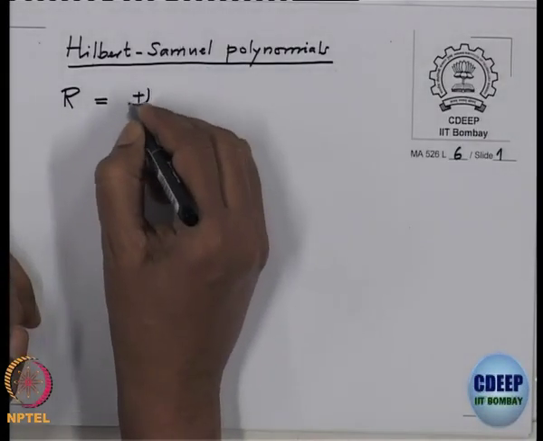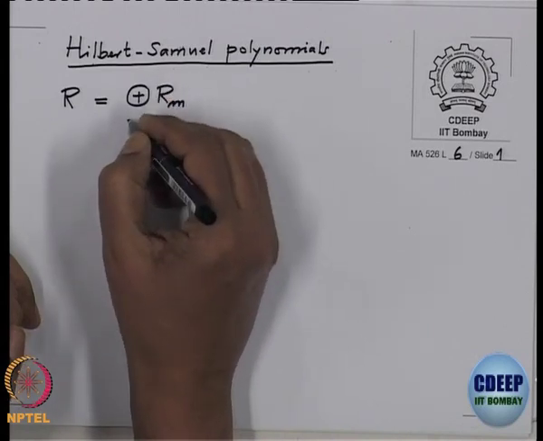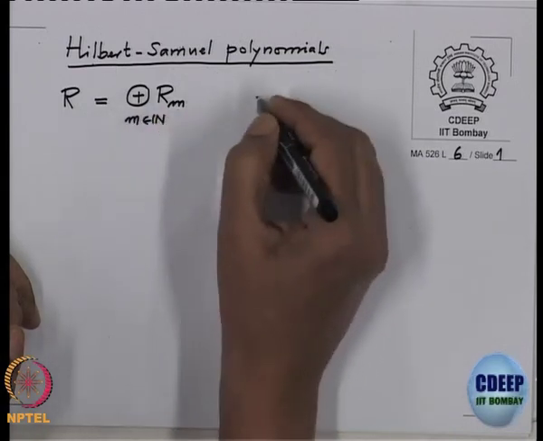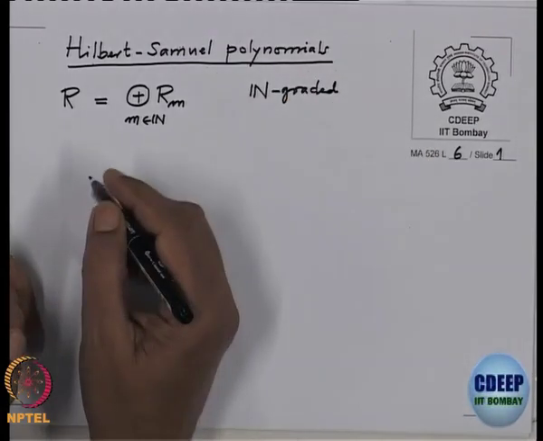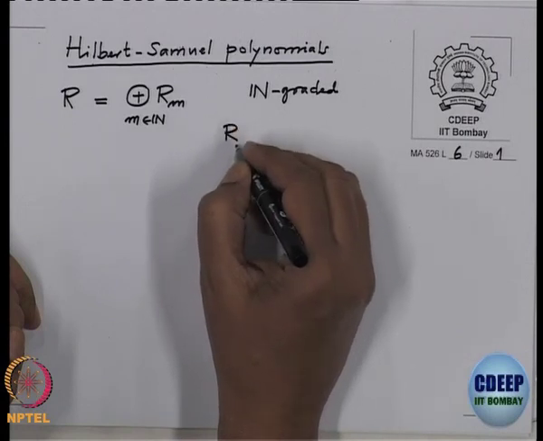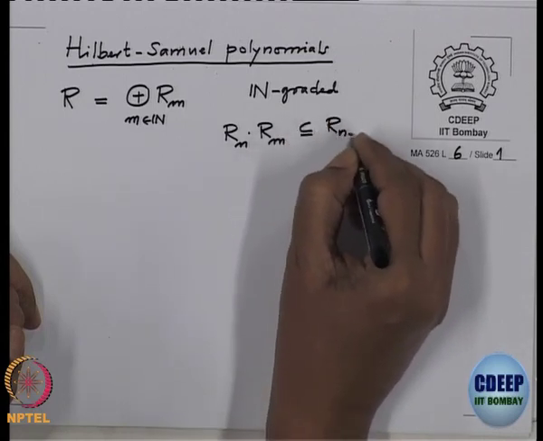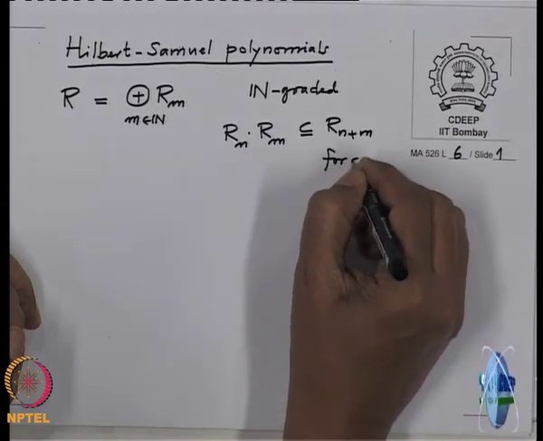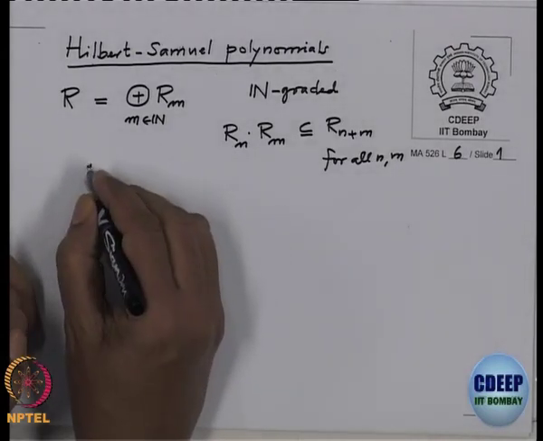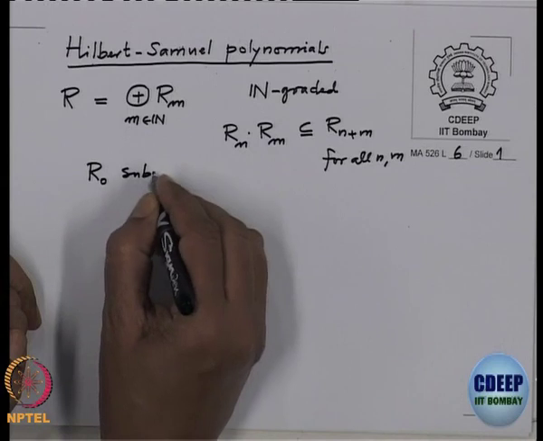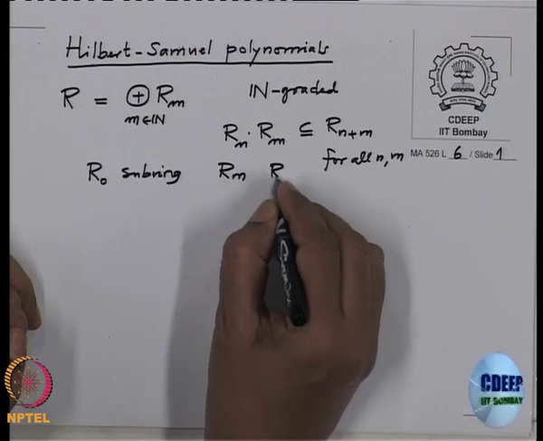That means it is like this. It's a decomposition into subgroups. This is n graded, with the condition that Rn times Rm is contained in Rn plus m for all n and m. In particular, R naught is a subring, and all these subgroups Rm are R naught modules.